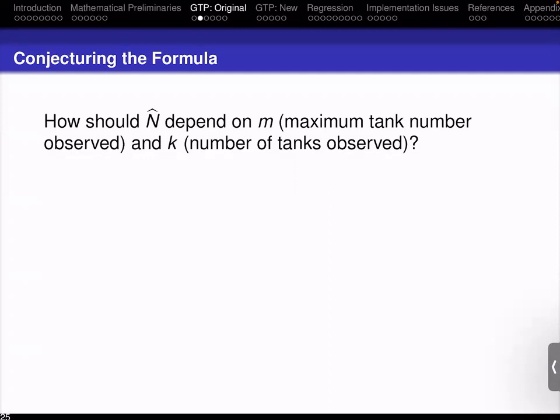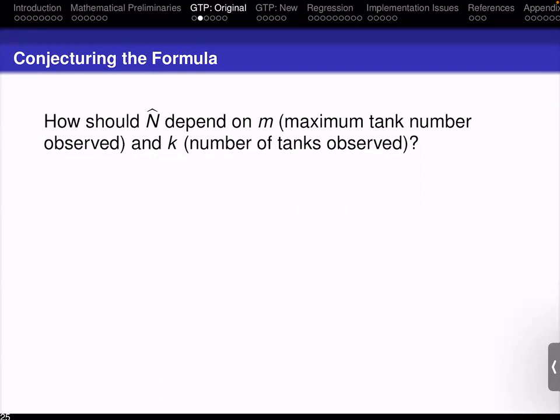So can you give me any lower bounds or upper bounds on n as a function of k and m? So I want to try to estimate how many tanks there are, given that I observe k tanks and the largest serial number is m. Can you give me any estimates on n? It has to be at least this, it has to be at most this. Can you give me anything?